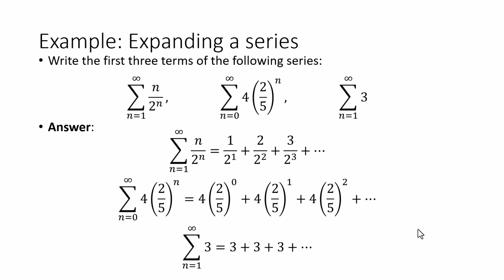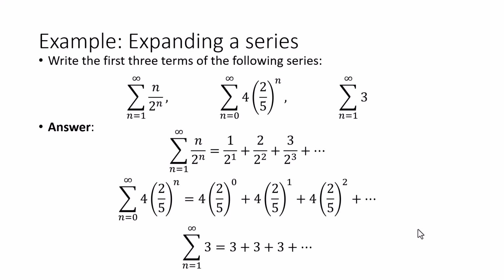Here's an example of expanding a series. Write the first three terms of the following series. Series from n equal 1 to infinity of n divided by 2 to the n. We could also have the series from n equals 0 to infinity of 4 times the ratio of 2/5 to the nth power. We could also have a series from n equal 1 to infinity of 3.